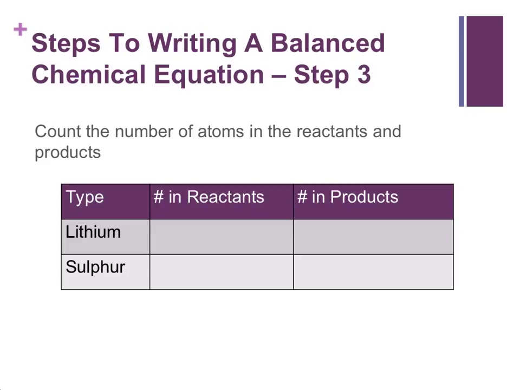The next step in balancing involves counting the number of atoms in the reactants and the products. So let's just rewrite our equation here. Li plus S reacts to give Li2S. If we look at our reactants, there is one lithium and one sulfur. In our products, there are two lithiums and one sulfur. Okay, this is a fairly easy example, but they can get a lot more complex.